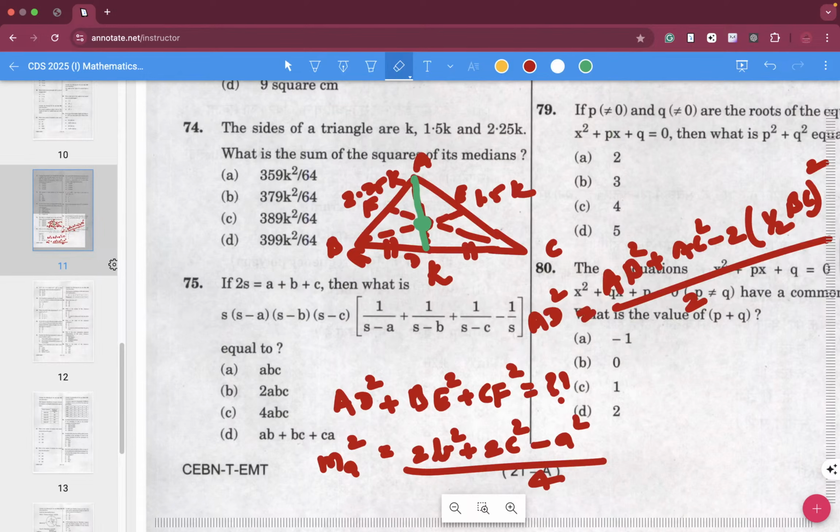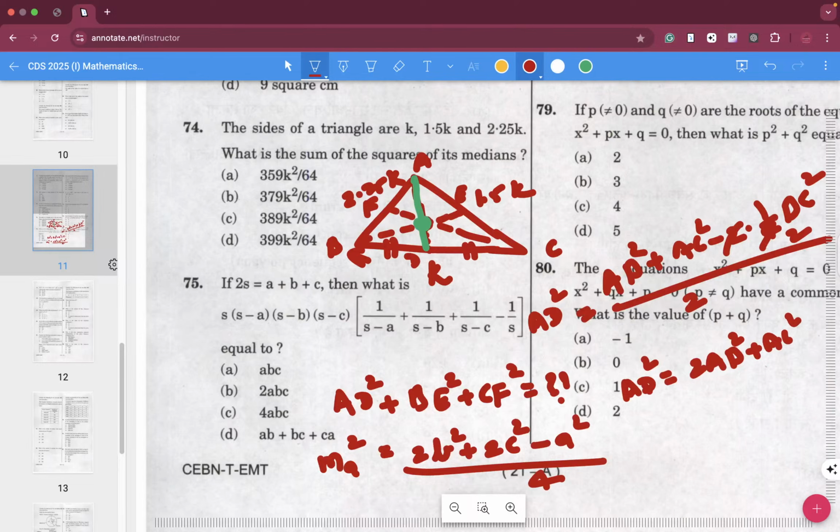Now if you solve for this, what happens? You will be getting over here 2 into 1 by 4 into BC square, so this one is gone, 2 times. Now if you solve for this, you will be getting AD square is equal to 2 times AB square plus AC square minus BC square divided by 4, right? Is it the same as what I have written over here?